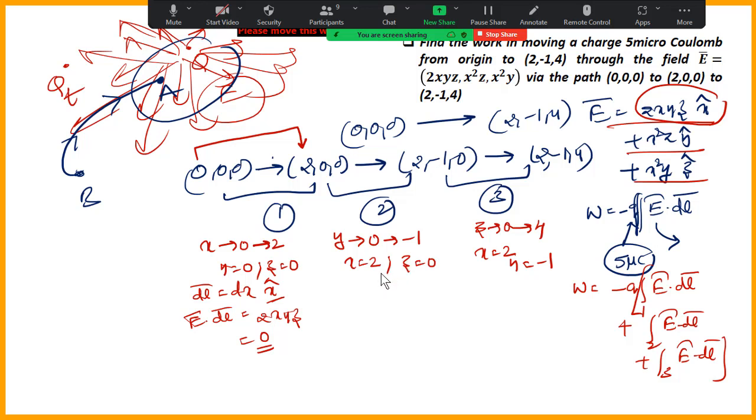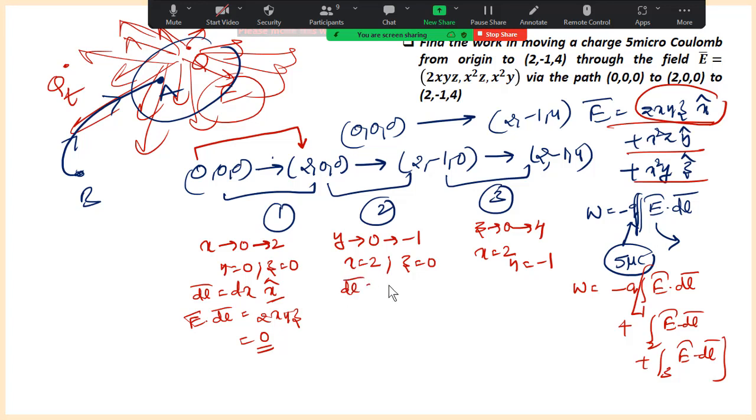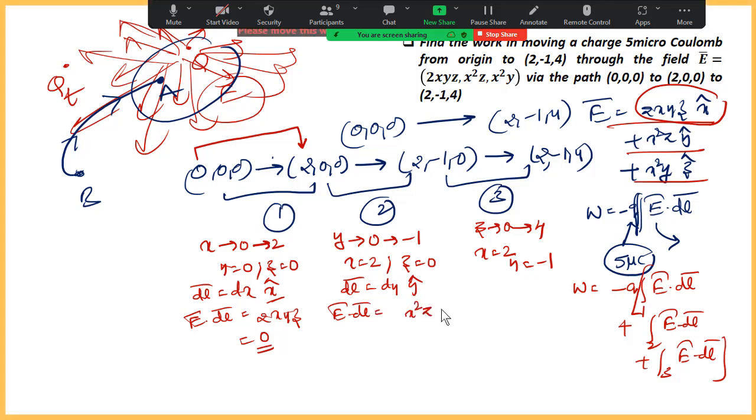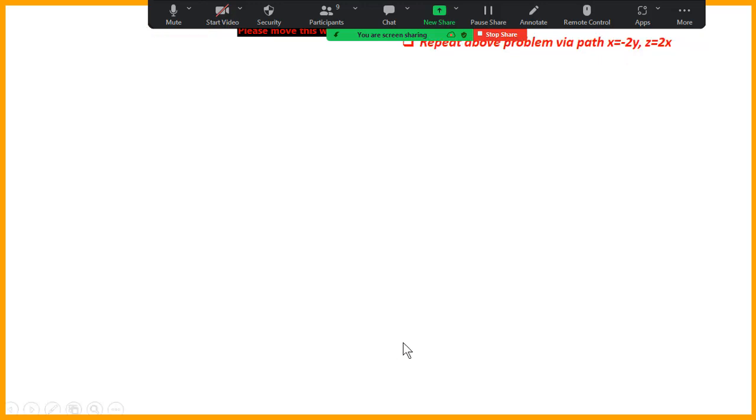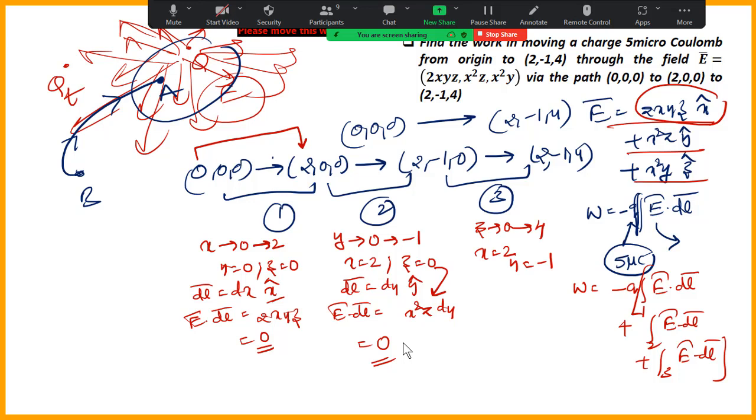Now we will see the second path. In the second path, y changes, so dl is equal to dy y cap. What is E bar dot dl bar now? We get the y component, that is x square z dy. But in this case, z is 0. So if you substitute z is 0, in the second path also we have got the integral equal to 0.